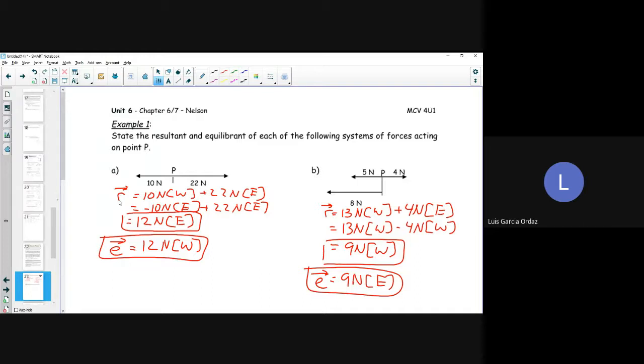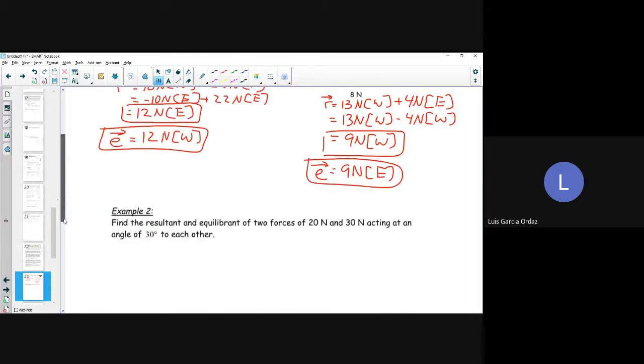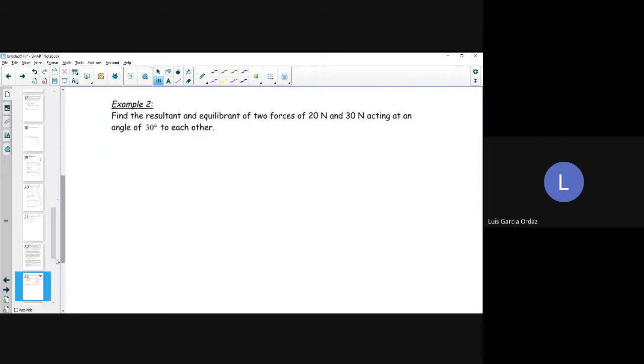Okay, so now we're going to go on to an example that has two forces acting at an angle. Find the resultant and equilibrant of two forces of 20 Newtons and 30 Newtons acting at an angle of 30 degrees to each other.